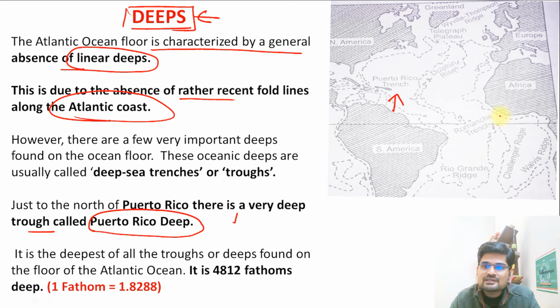And remember, the Romanche Trench, this deep, also divides the north and south ridge into two parts. So now, when we have discussed in detail the bottom relief and other parts of the topography of the Atlantic Ocean, in the sessions to come, we'll be talking more on the Pacific Ocean and the Indian Ocean as well. So stay tuned, stay safe, all the best wishes.